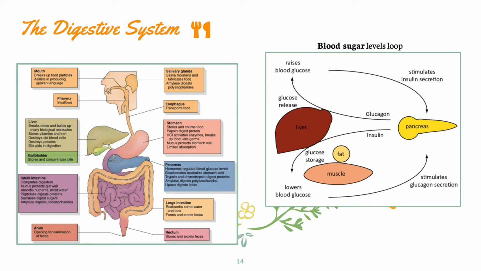The foregut consists of the mouth, esophagus, and stomach. The midgut consists of the small intestine. The hindgut consists of the large intestine, and the accessory organs are the pancreas, liver, and gallbladder. Food enters our mouth where we start to break down carbohydrates.